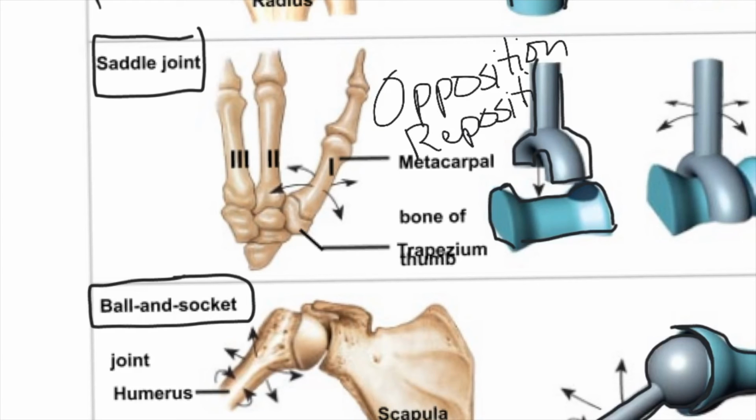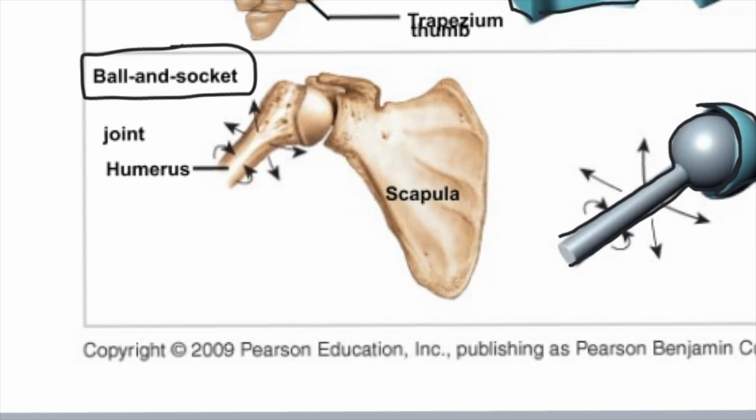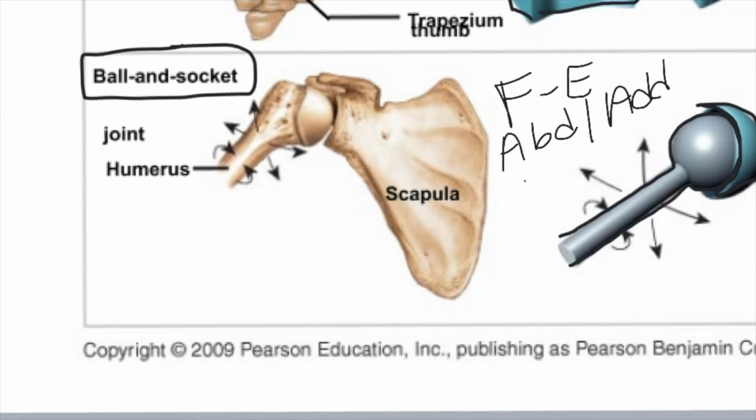Opposition, reposition. And then, of course, we have the ball and socket. Here we've got lots of range of motion: flexion, extension, abduction, adduction, and circumduction. So this has the most amount. It can actually go in 3 different planes to provide those movements.